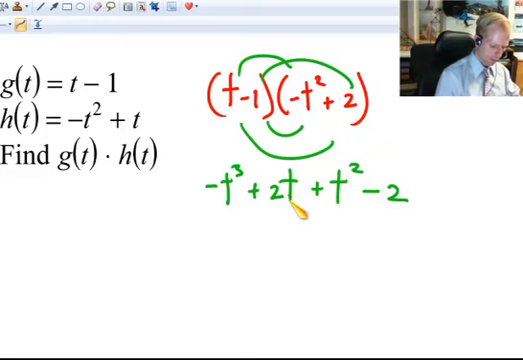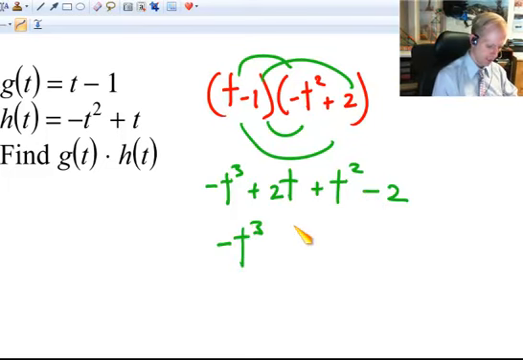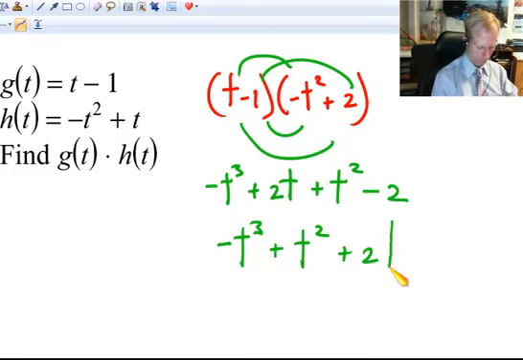Then I'm just going to reorder the 2t and the t squared so that the entire expression is in standard form.